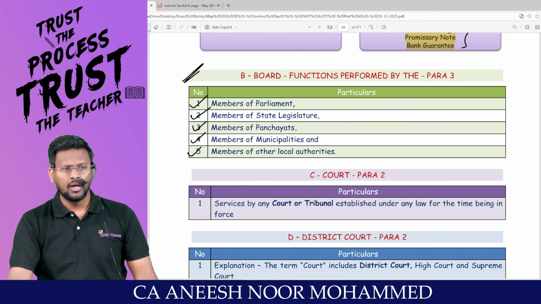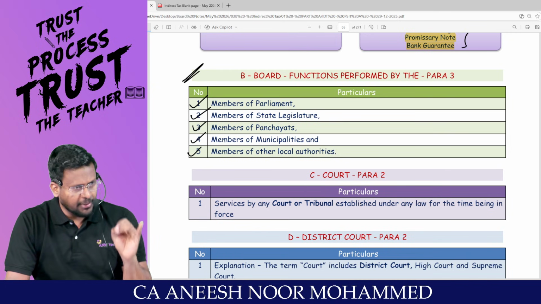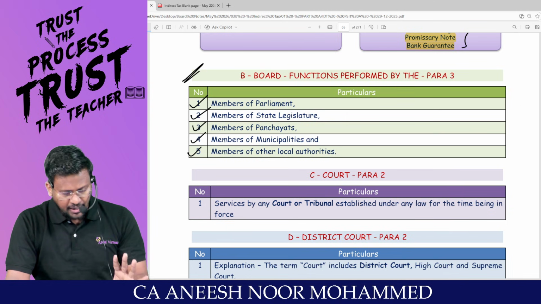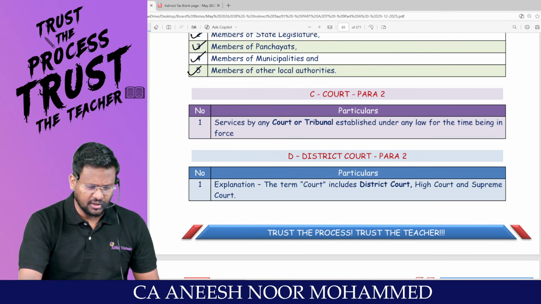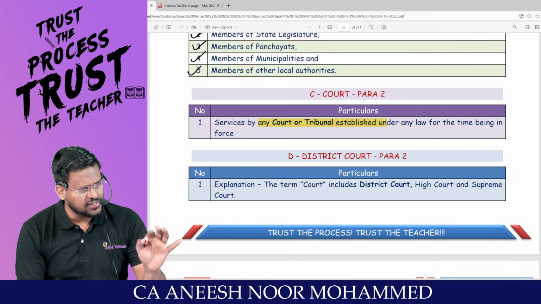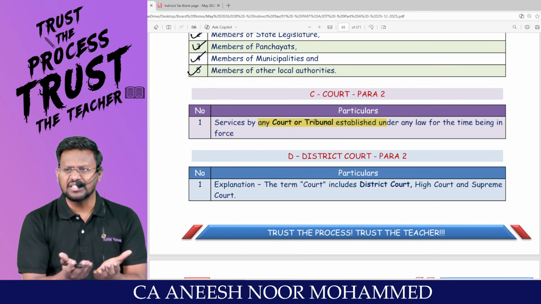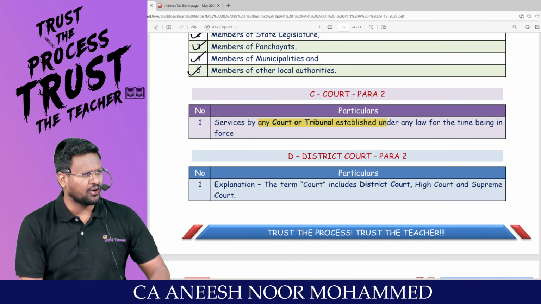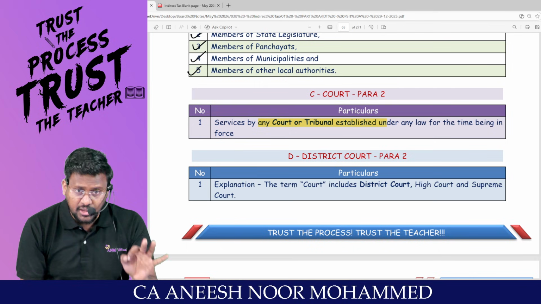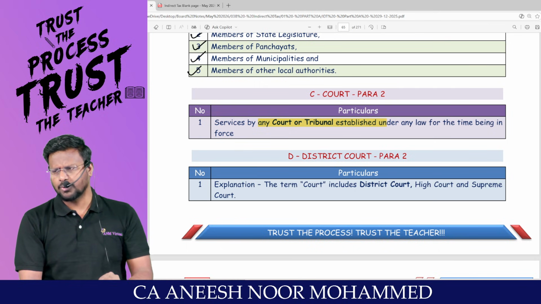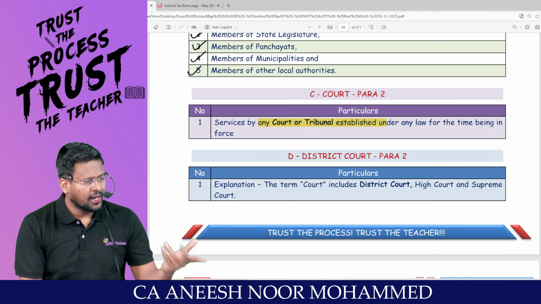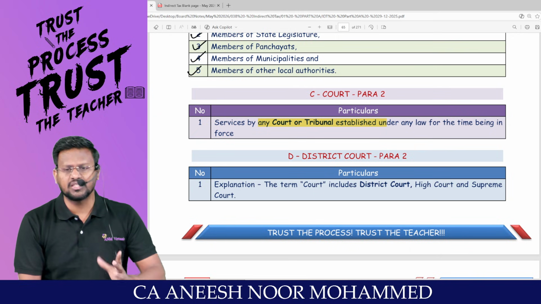Five boards are there. What are the five boards? Members of the parliament, members of the state legislature, members of the panchayat, members of the municipality, members of the other local authority. C stands for court. Sir, courts and tribunals are there in India to keep up the law and order. So they are not providing commercial services, they are providing judicial services. So services provided by a court or a tribunal are neither supply of goods nor supply of services.